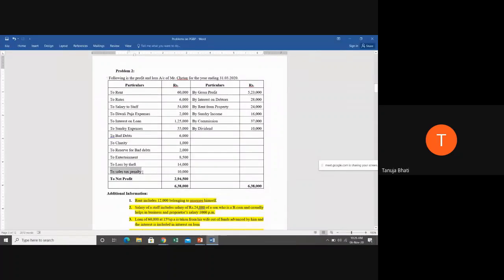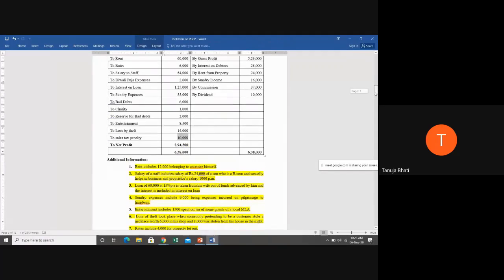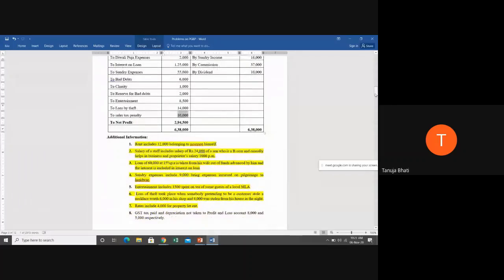Now, the sales tax penalty is 10,000. Students, let me tell you, any penalty that is paid, the sales tax penalty is nothing but the GST penalty. The government says that whatever GST you are paying, the tax you are supposed to pay relating to the goods and services of your business, is allowed. But any penalty relating to the tax you were supposed to pay will be completely disallowed. So this sales tax penalty of 10,000 is going to be completely disallowed.